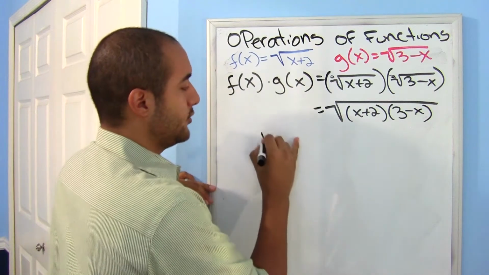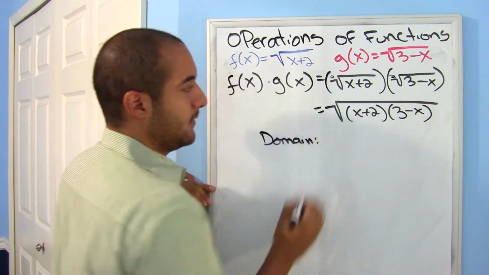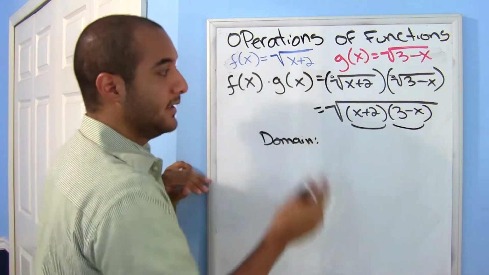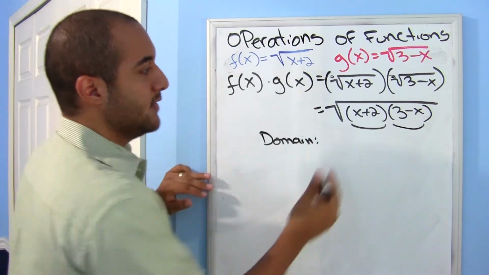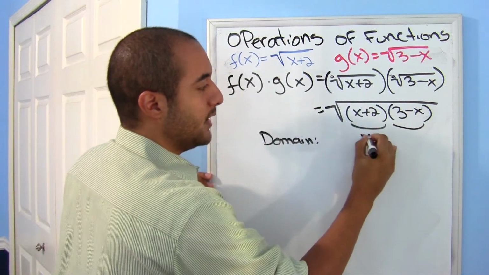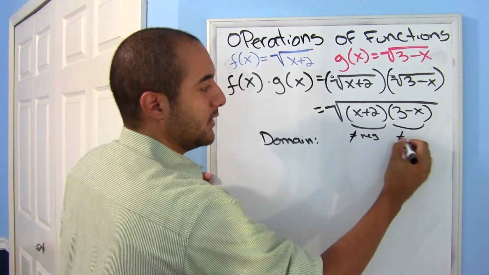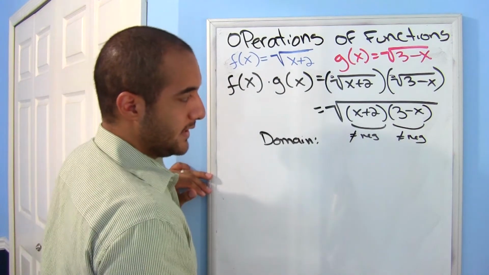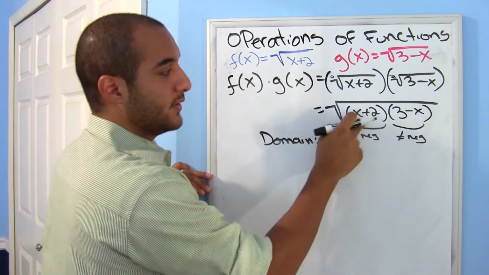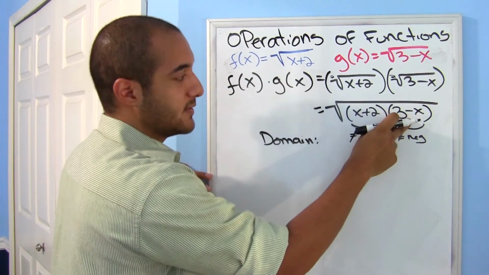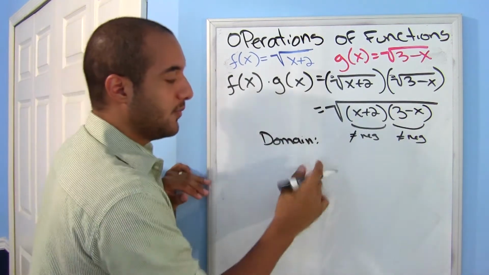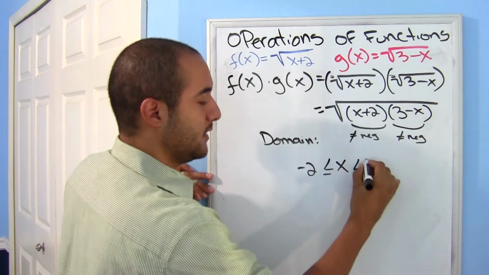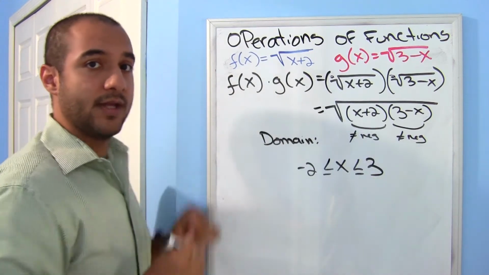Looking at our domain, these two things need to stay positive. So you don't want this to be a negative, and likewise you don't want this to be a negative. It's the same restrictions as before. You want this to be greater than 0, and you want this to be greater than 0. Since they're the same as before, our domain is actually the same as before. Our x is between -2 and +3. Now let's go ahead and divide.